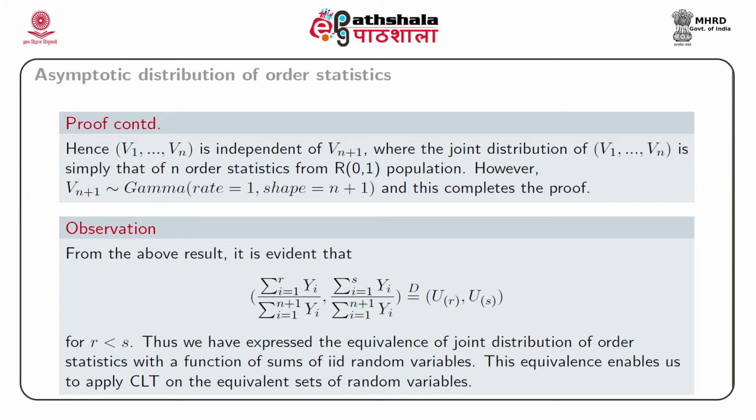This equivalence enables us to apply CLT, that is the central limit theorem, on the equivalent sets of random variables. Actually we cannot use the central limit theorem, which we have discussed earlier, on order statistics, but we can apply CLT or some other type of convergence results for sums of independent IID random variables, which are the yi. So that is why this representation is necessary.